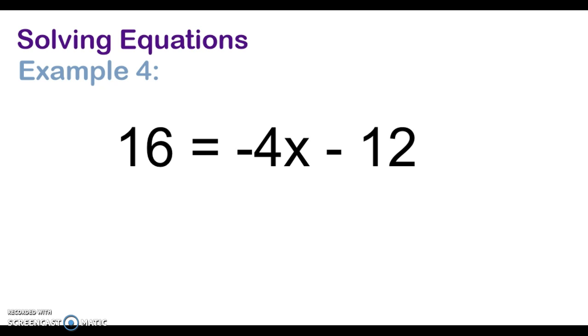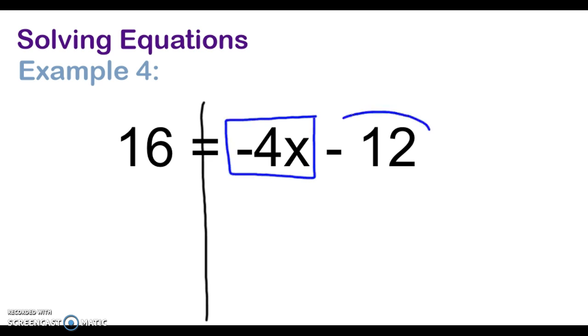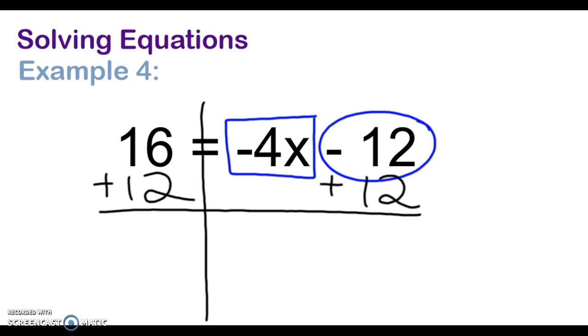Alright, so what we're going to do is draw our line down the middle. And I like my box and circle method, so I'm going to box the negative 4x and circle the negative 12. I need to get rid of the circle first, so because it's a negative 12, I know I need to add 12 to both sides. I'm going to simplify this, and 16 plus 12 gives me 28 equals, bring the box down, be sure to bring that negative down too.